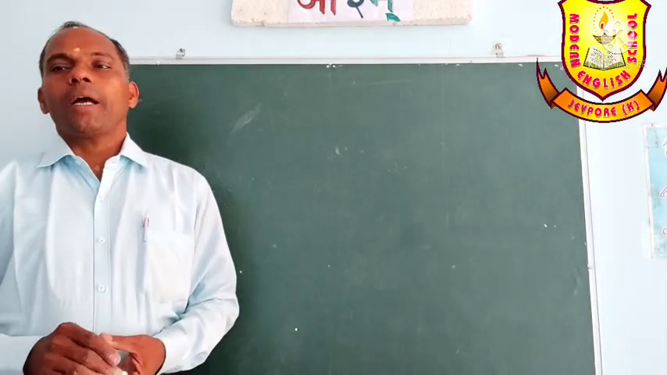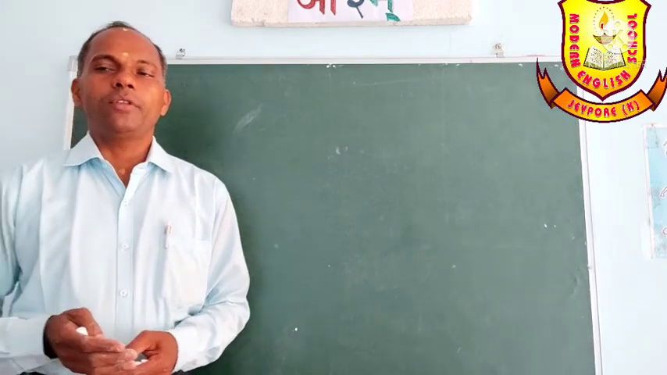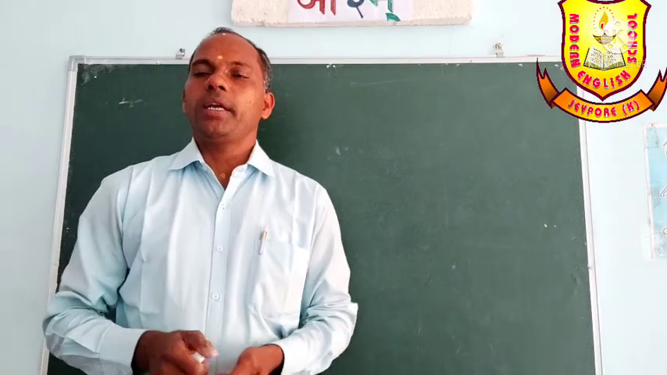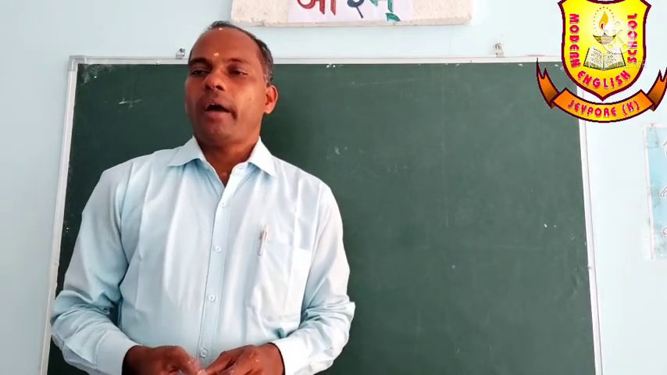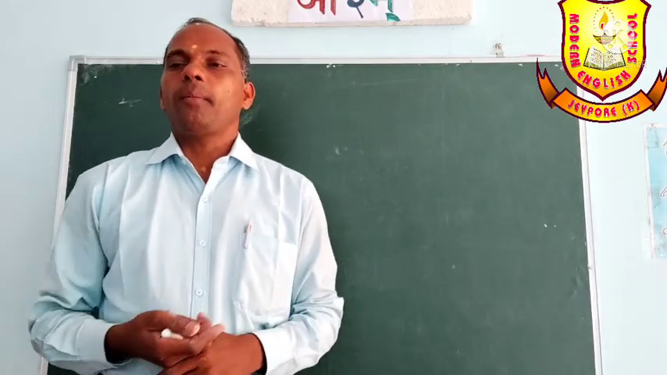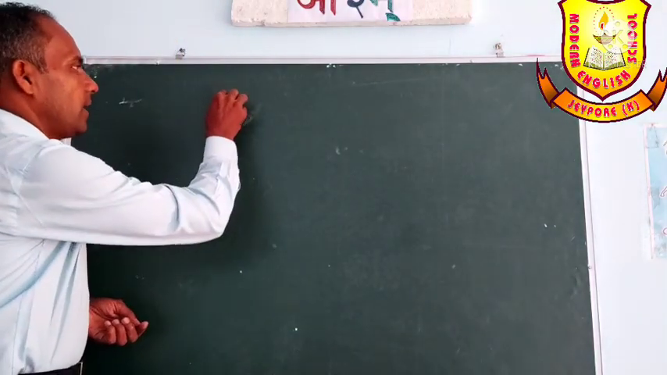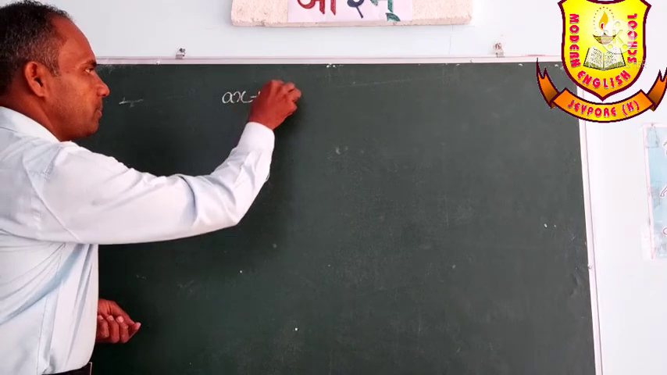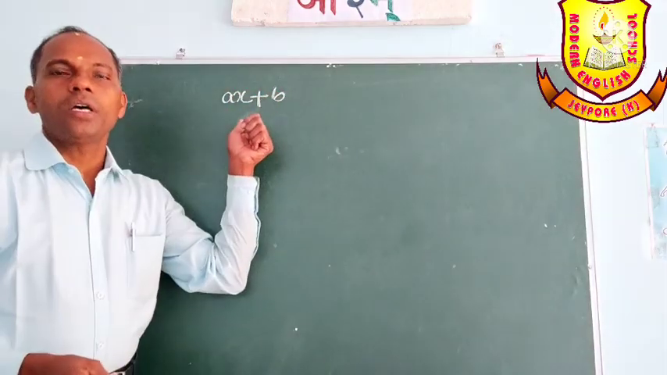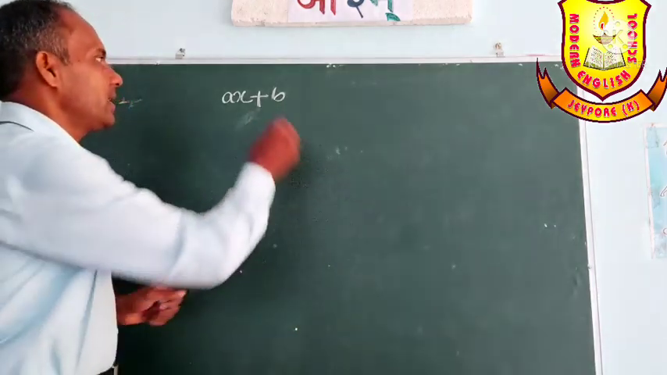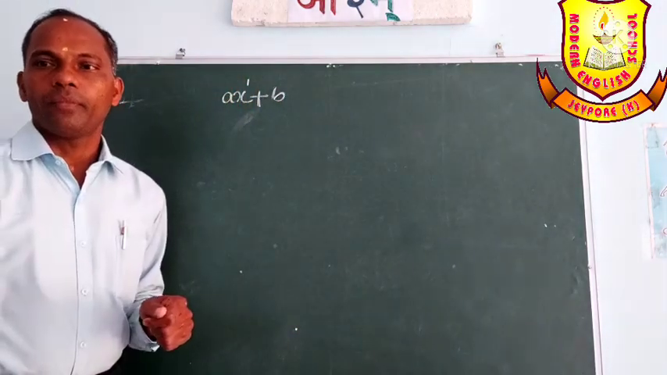Before starting linear equations in two variables, I will tell you about the general form of a linear equation in one variable, and then the general form of a linear equation in two variables. Just to see: ax plus b. This is the general form of a linear polynomial because its degree is 1.